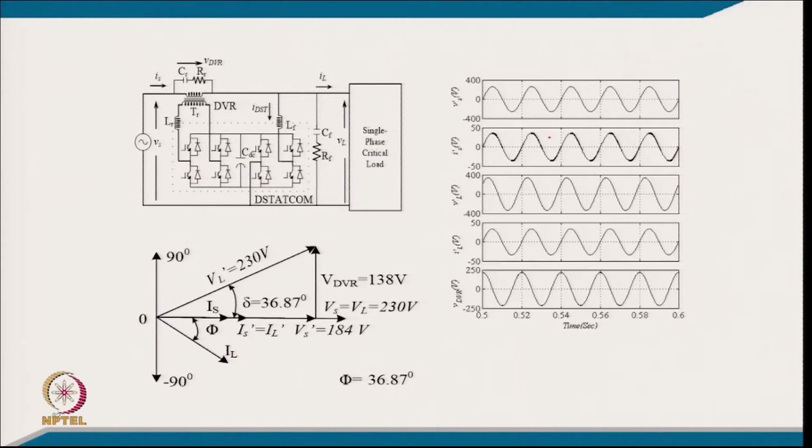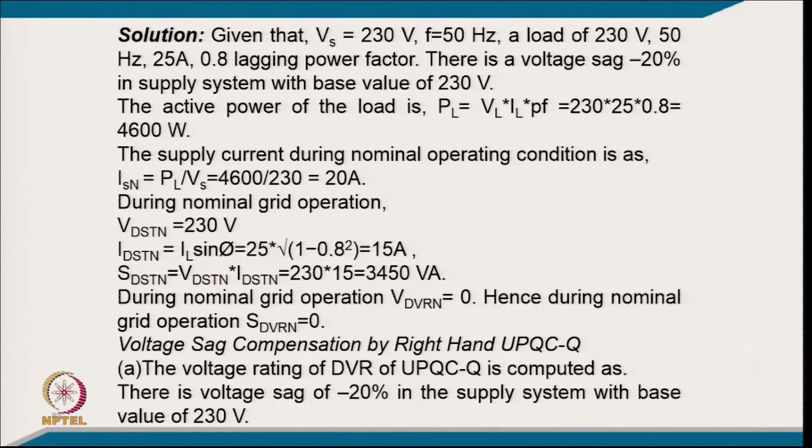You can see the supply voltage, the supply current which is at unity power factor, this is the load voltage which is regulated across the load, the load current, and this is the injected voltage to compensate the voltage sag from the supply to the load voltage. So, coming to the numerical part of this, given that Vs equal to 230 volt, f equal to 50 hertz, a load of 230 volt, 50 hertz, 25 ampere, 0.8 lagging power factor, and there is a voltage sag of -20% in the supply system with a base of 230 volt.